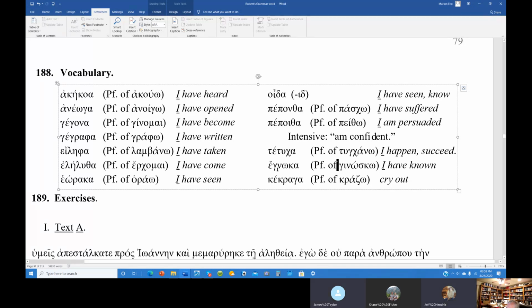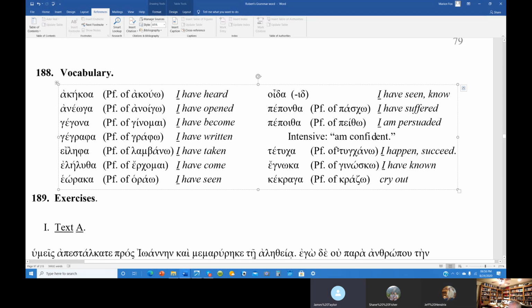Egnoka. And so right here we have from ginosko, that's I know, I have known. Kekraga, kekraga, and this is from krazo, I cry out. Are there questions? Yes, on tugchano.